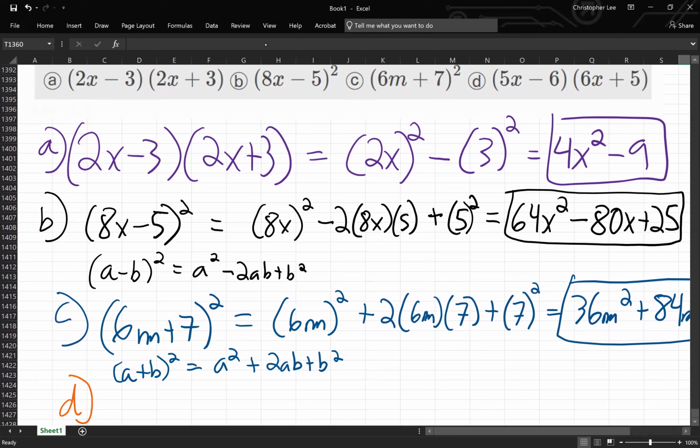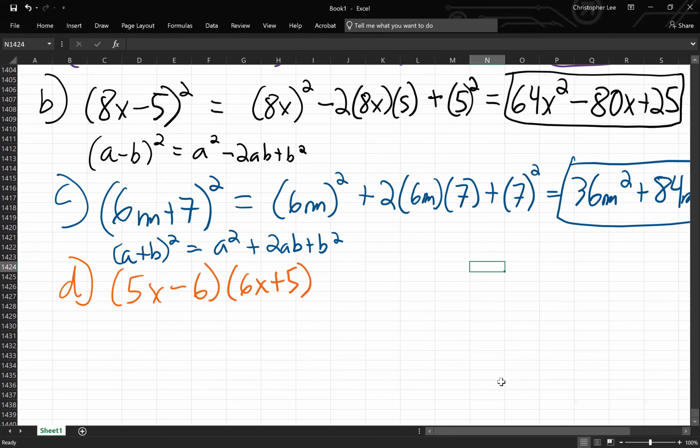As my favorite rabbit always used to say, tricks are for kids. So we have what? 5x minus 6 times 6x plus 5. They have different numbers, so I can't even use this one. Oh crap. Now I'm out of tricks. Now I gotta go back and use my other method, right?